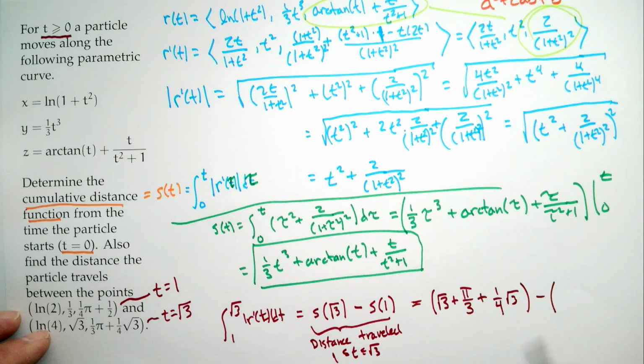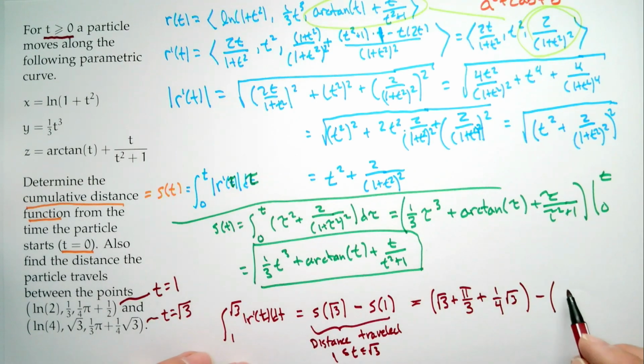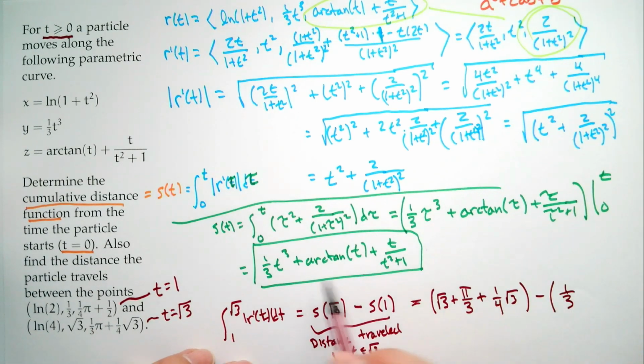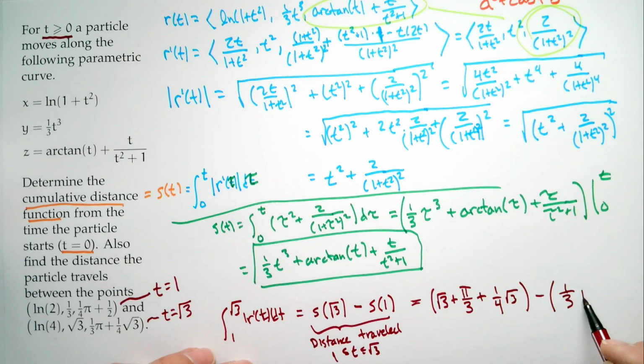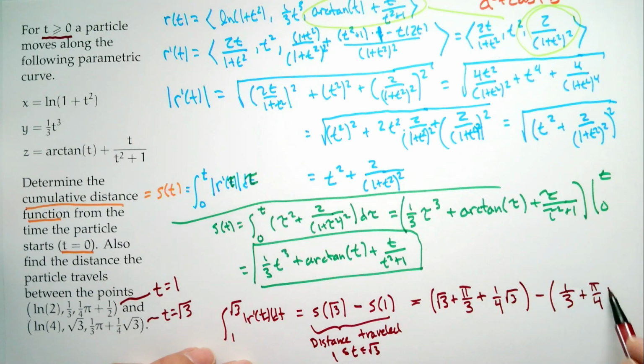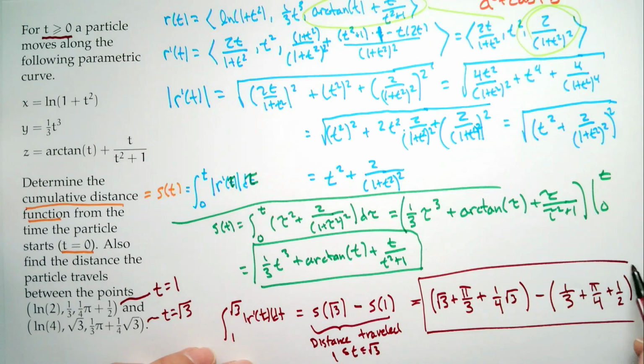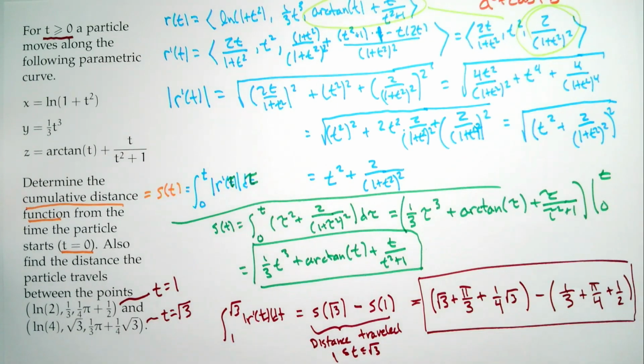Then we can subtract, plug in 1. 1/3, and then arctangent of 1. What is arctangent of 1? Pi over 4. And then 1 over 1 squared plus 1, which is a half. And we can just leave our answer like that. Perfectly fine to leave it that way. All right. Well, any questions on this problem?